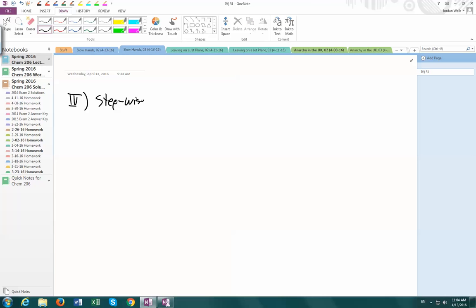So we've got our stepwise mechanism. And of course, the name of that mechanism is SN1. All right, so just like with SN2, we started with the letter A. I guess every section we start with the letter A. But also the title's the same, and so that's going to be kinetics.